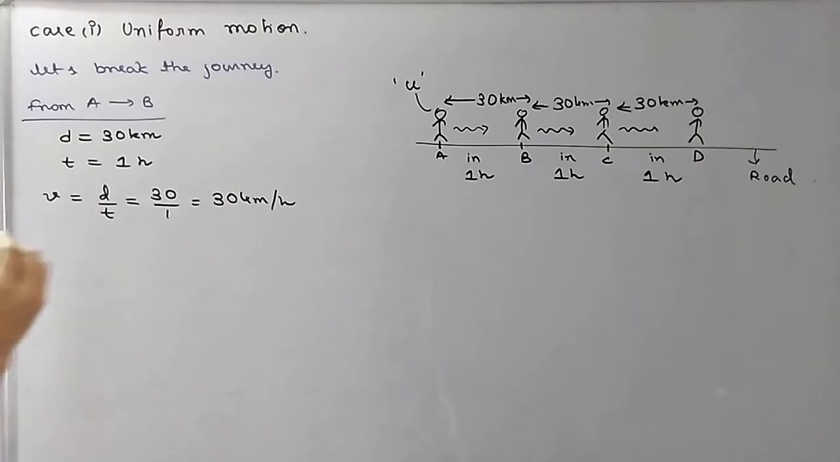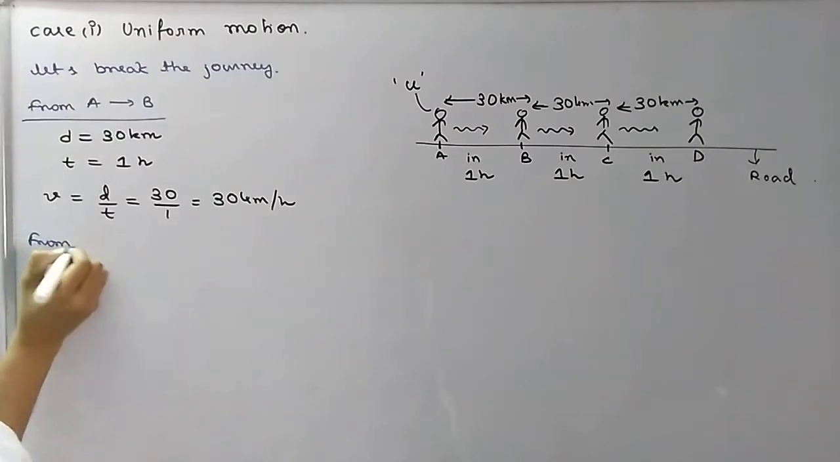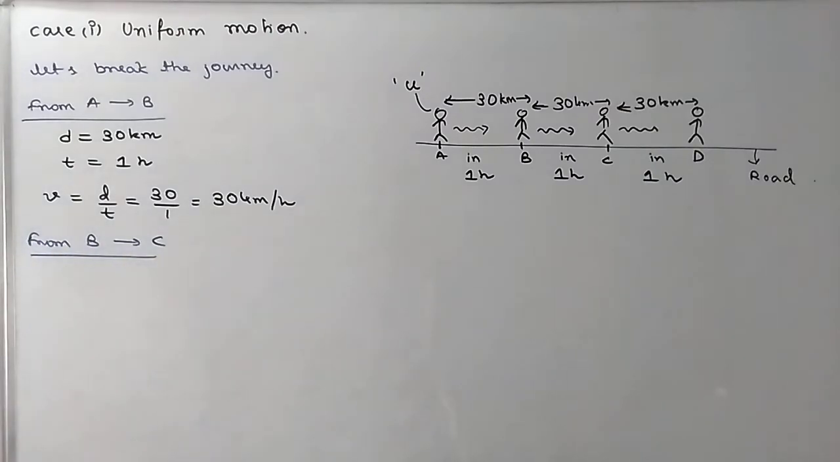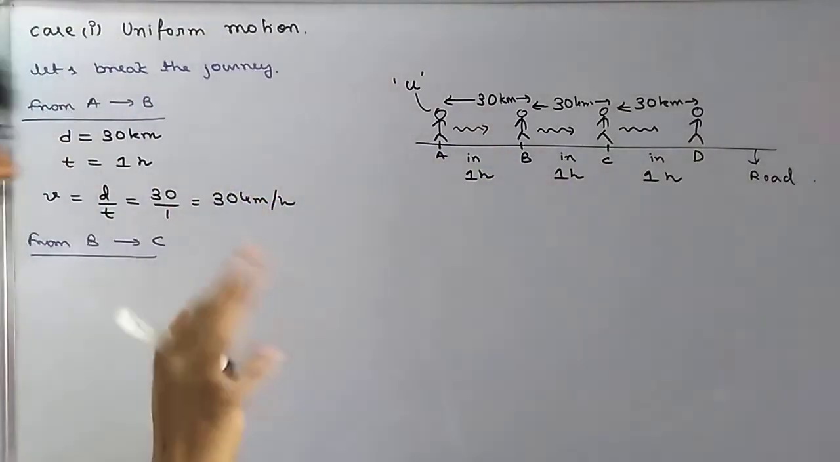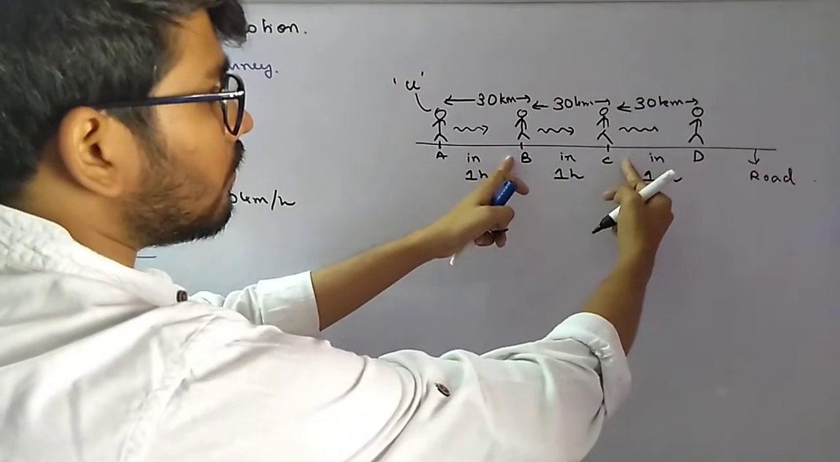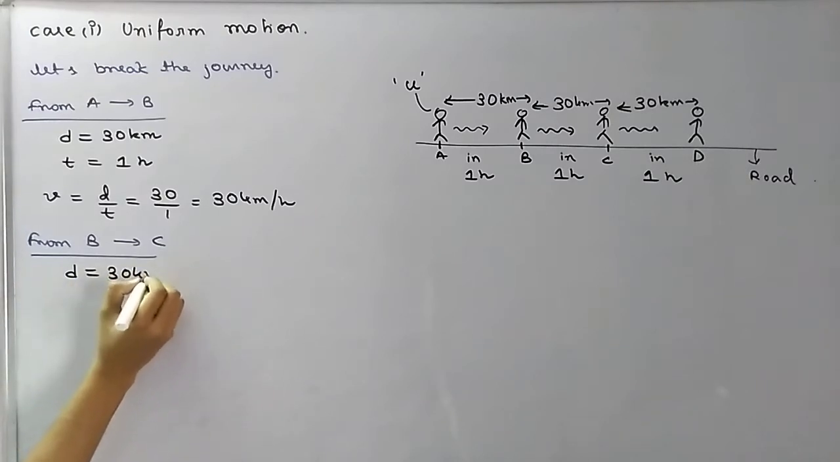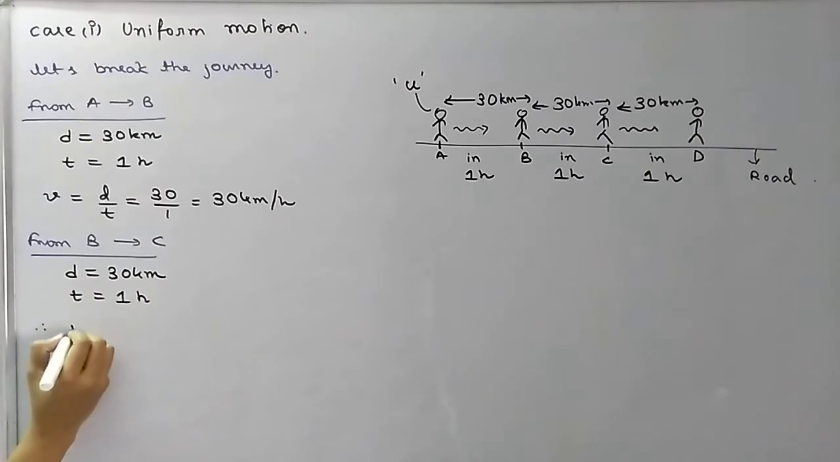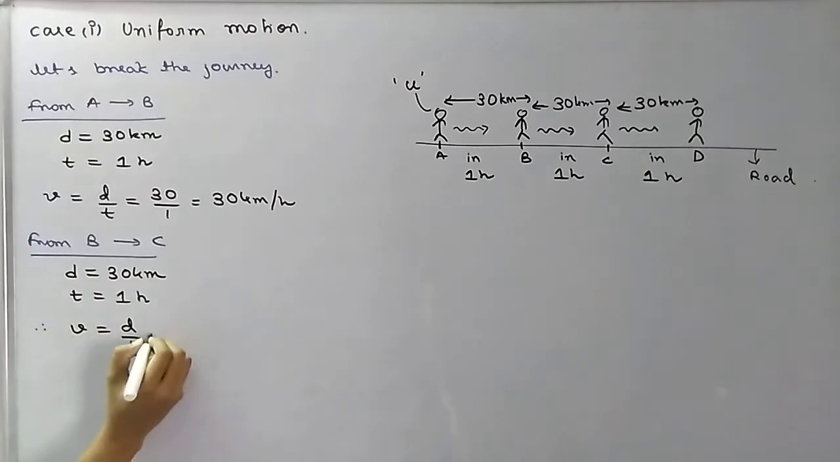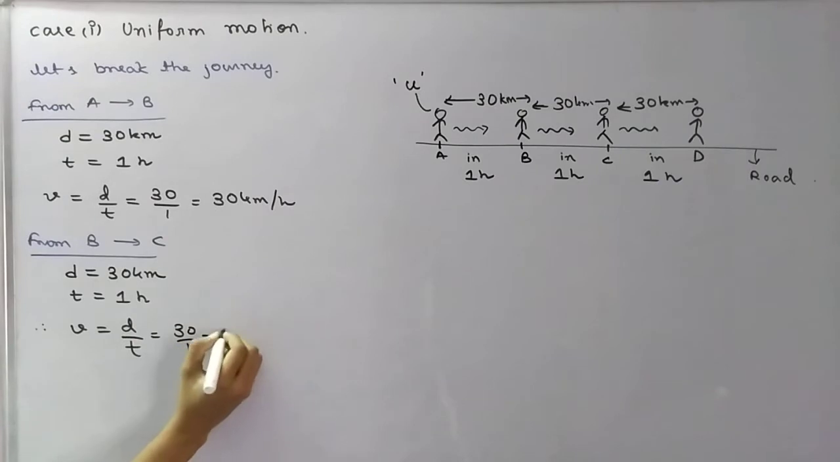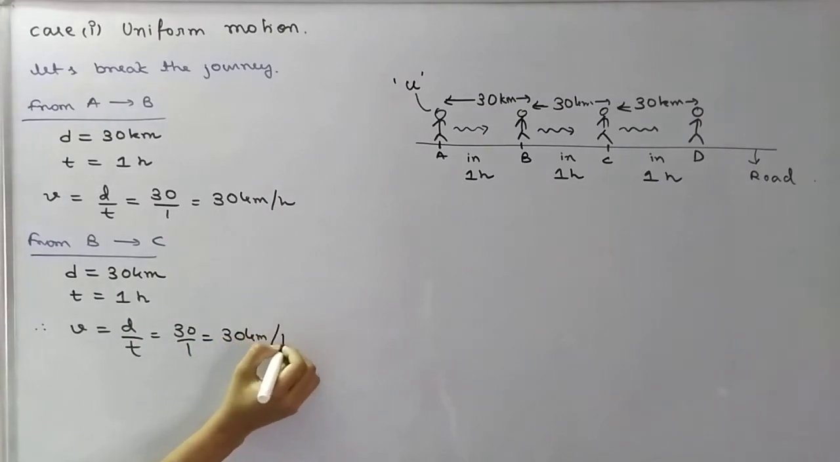Now, let's do the same from B to C. When the body moves from B to C, still it covers a distance of 30 kilometer. That is, distance is equal to 30 kilometer. Time is still the same, 1 hour. Therefore, speed, which is distance by time, is again equal to 30 by 1, which is equal to 30 kilometer per hour. Is it clear?